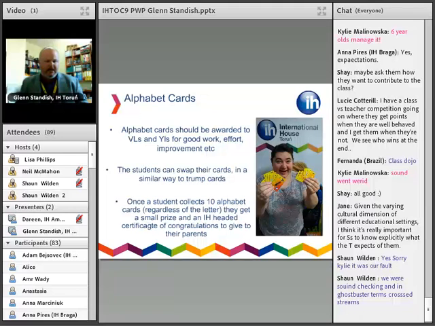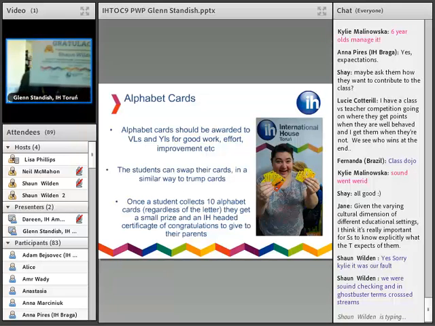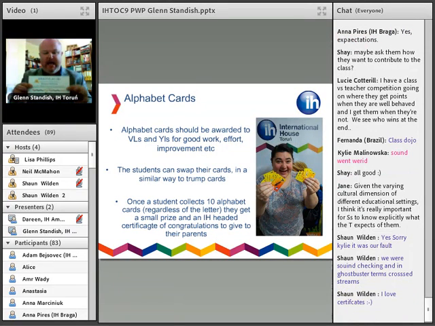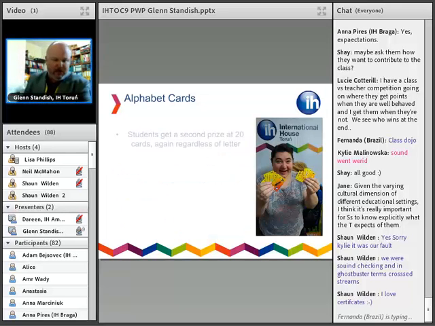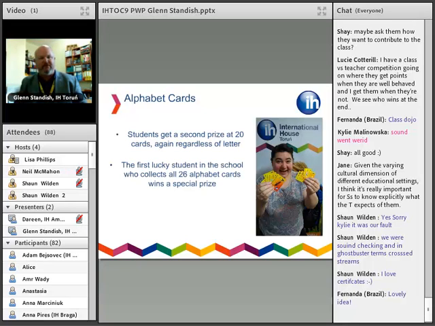Moving on. When they collect 10 alphabet cards, regardless of the letter of each card, they actually get a small prize, and they also get a certificate for their parents. I do apologise, a spelling mistake of certificate there. Here's an example of a certificate. It's in Polish. Congratulations to Mr. Sean Walden for getting 10, or I think in this case 20 alphabet cards. Congratulations, Sean. And this is given to the parents, along with a small gift as well. The same thing happens when they reach 20 alphabet cards, regardless of the letter. They get another prize and another certificate. The important thing is to involve the parents, make the kids feel special.